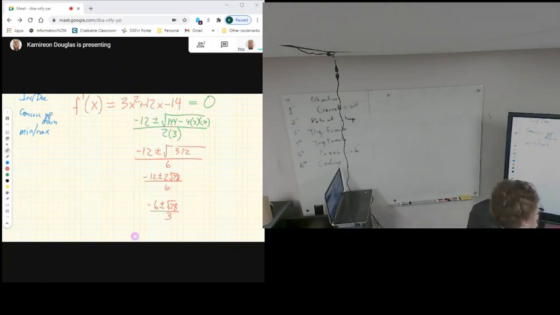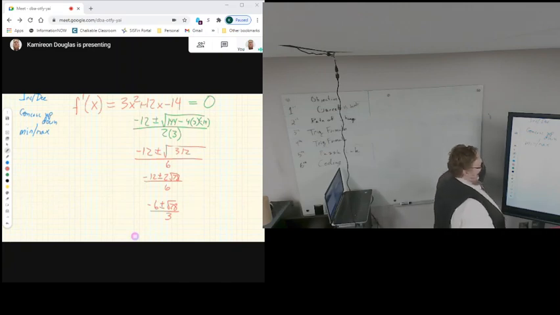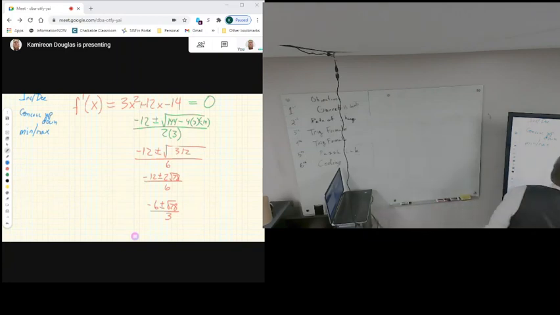Beautiful. So what do these two numbers represent? The positive solution and the negative solution. Where the slope changes, where the slope could change. So what do we call those? Critical values. These are our critical values.